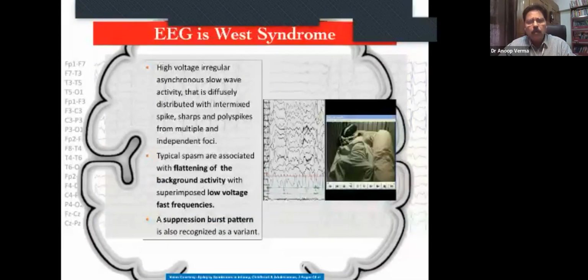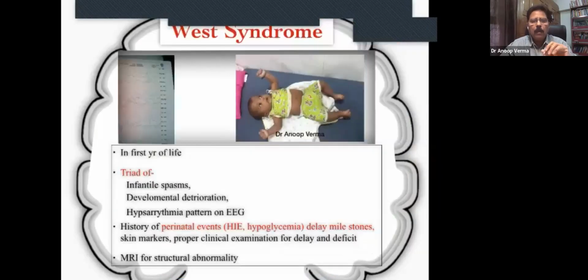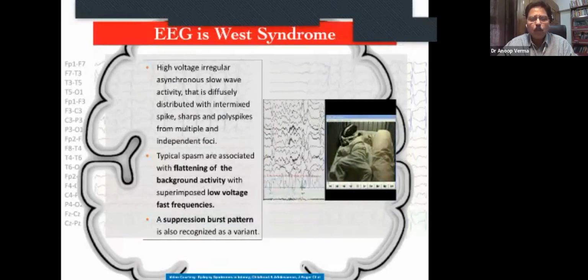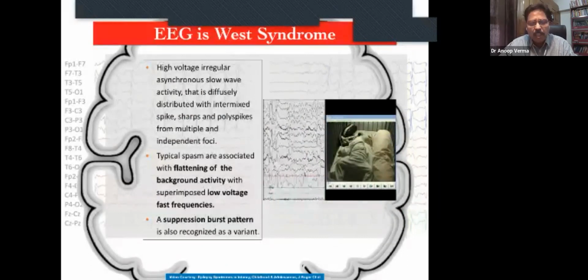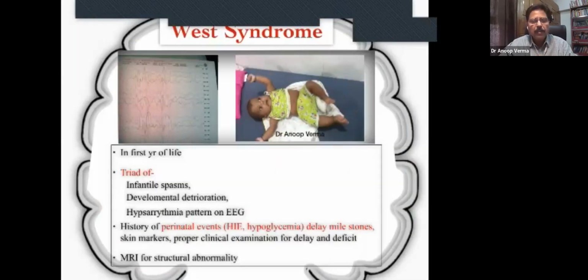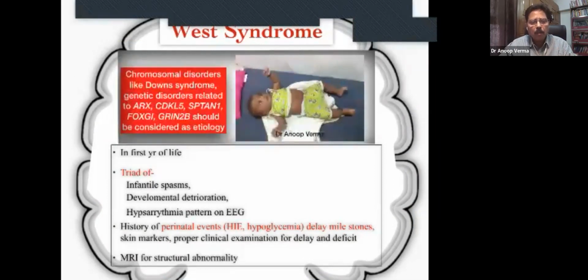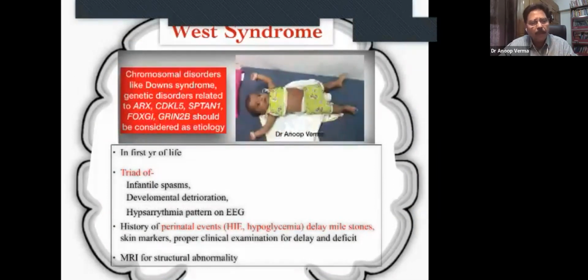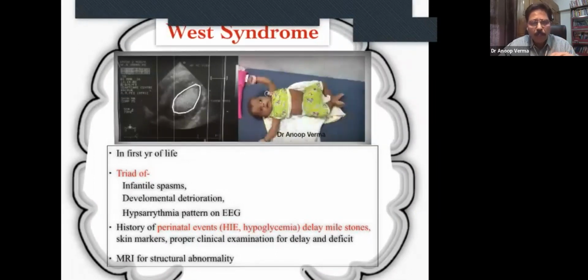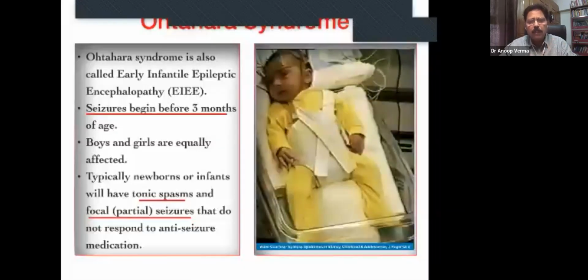And another video you are seeing here, high voltage asynchronous slow waves, and flattening of the background activity superimposed by low voltage fast activity is seen in a typical spasm. A burst suppression is seen in this patient. So this is very, very important, and this is another patient of West syndrome, and we know that a lot of genes have now come up with West syndrome, and don't afford to miss the presence of cardiac rhabdomyomata in a patient of infantile spasm.